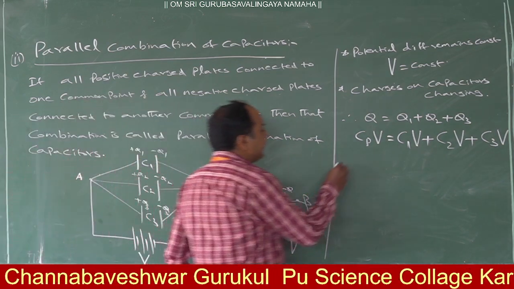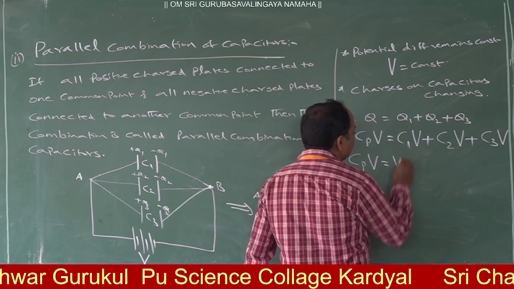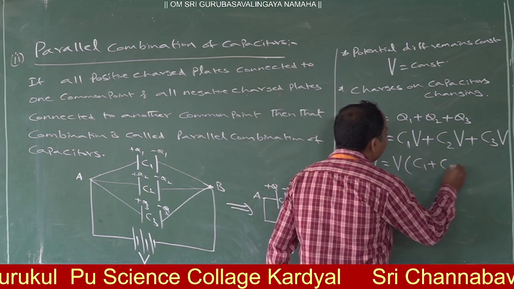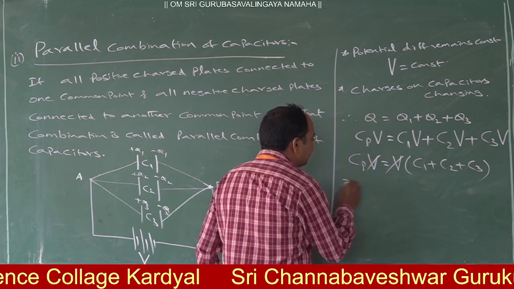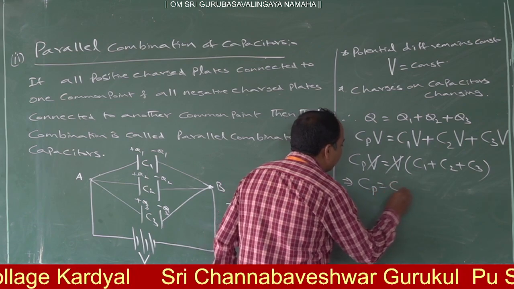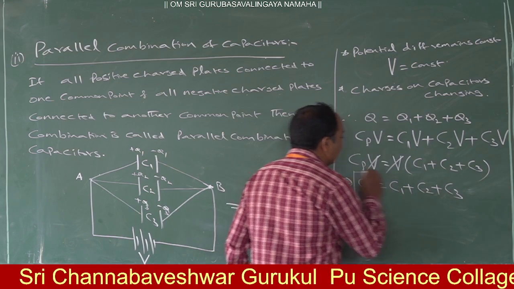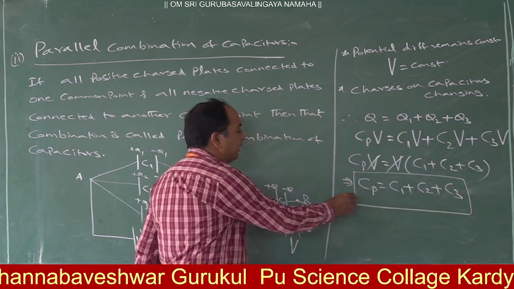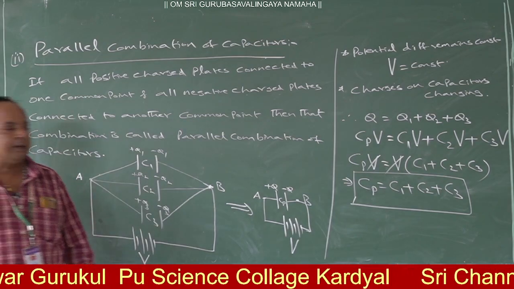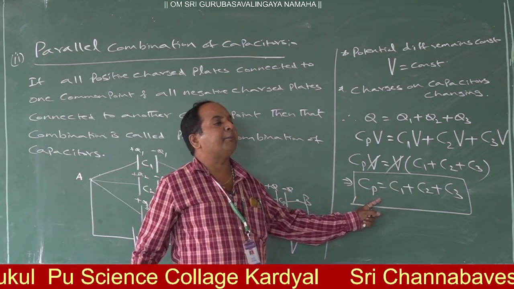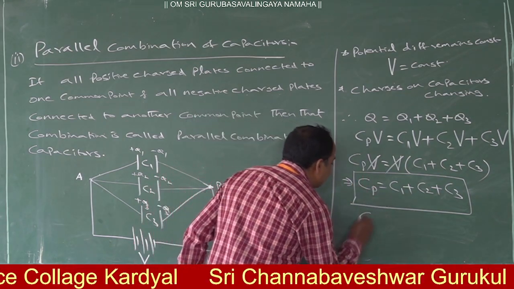From this you may write Cp into V is equal to V into C1 plus C2 plus C3, since V is the common factor. V cancels, so Cp is equal to C1 plus C2 plus C3. So in parallel combination, what is the effective capacitance? The sum of the individual capacitances.